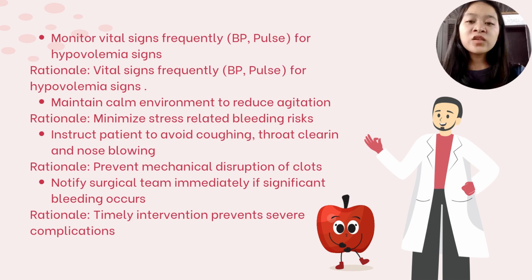And also we continuously monitor the vital signs, especially the blood pressure and the pulse, for it's an indicator for hypovolemia. We would also like to provide a calm environment to reduce agitation, because the less the stress, the less the risk of bleeding. We also instruct the patient to avoid coughing, throat clearing, and nose blowing to prevent mechanical disruption of clots. And if there's bleeding, we tell our patient to notify the surgical team so that timely interventions would be given and further complications will be prevented.